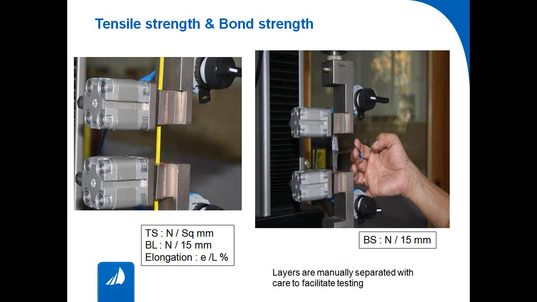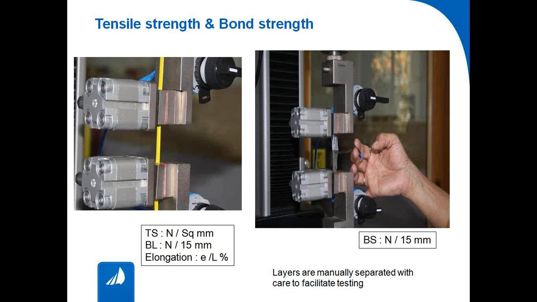And elongation, as I explained, is after elongating it to how many times the original length it breaks off. So E is the stress strain that has happened, the deformation that has happened, and L is the original length. So the ratio of that in percentage is called elongation.